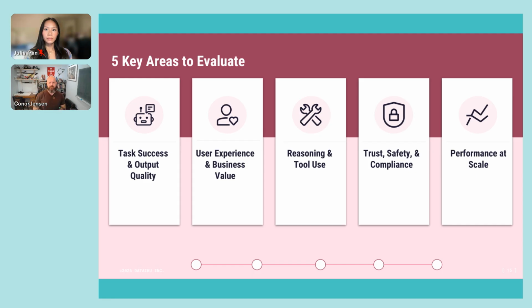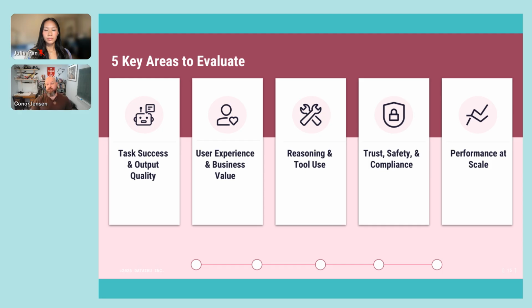So as we think about the 5 key areas to evaluate here, the first one is task success and output quality, right? So did it work? I was just talking about that, but also did it give us the actual output that we wanted? Second one, user experience and business value. How do we make sure that the experience, again, on a customer's or internally, is the way that we want it to be and that we're actually showing the ROI for the investment?